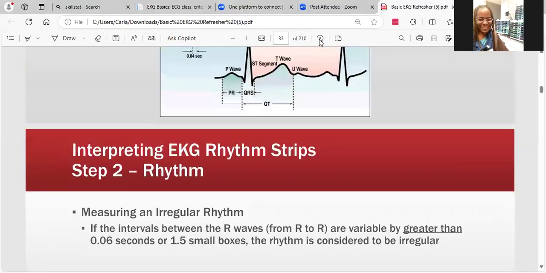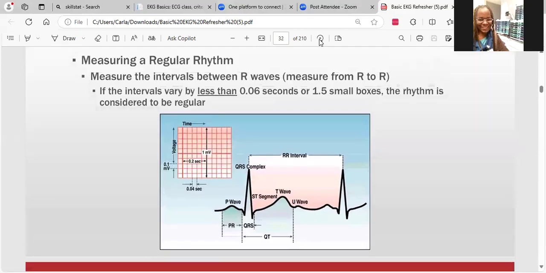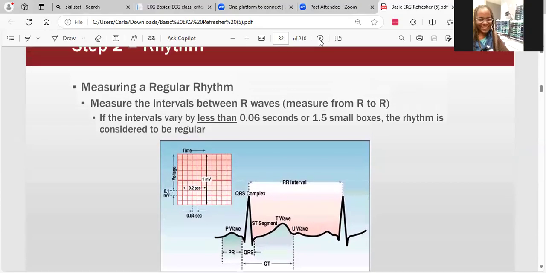Before we do that, let's do a quick review of our voltage in millivolts, 0.1 millivolts for a small box vertically, time, 0.04 seconds in a small box, and a large box is 0.20 seconds. We have our P wave that is responsible for the atrial contraction, the QRS that's responsible for the ventricular contraction, and the T wave that is resting. You want to measure between the R to R interval to find the heart rate. So we're going to check this out.